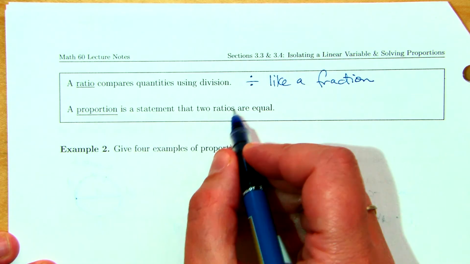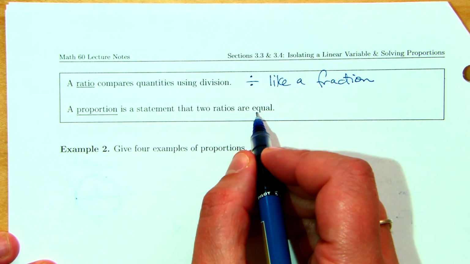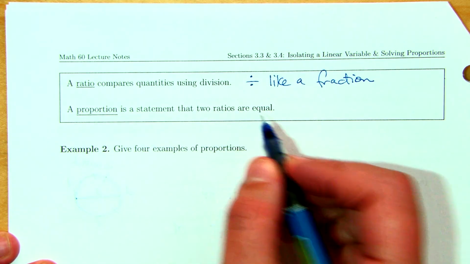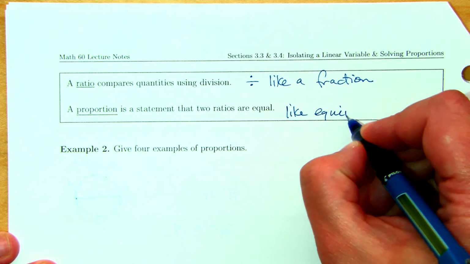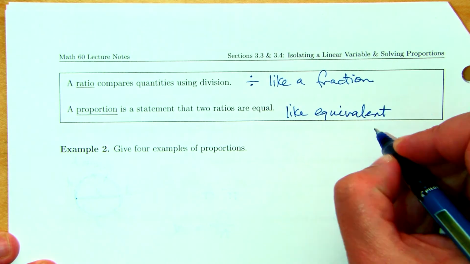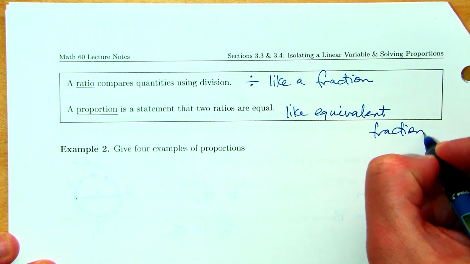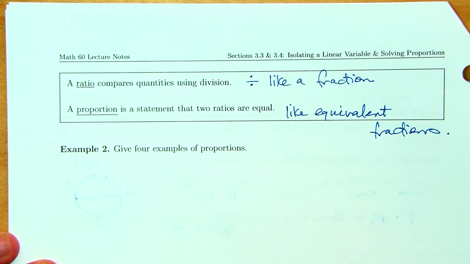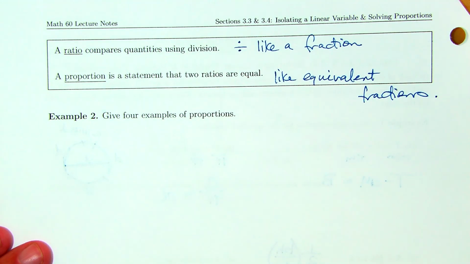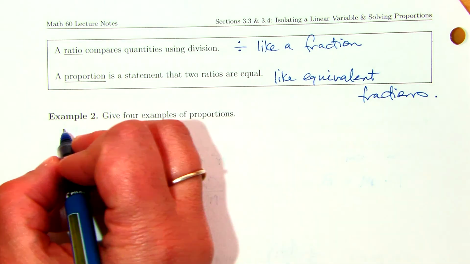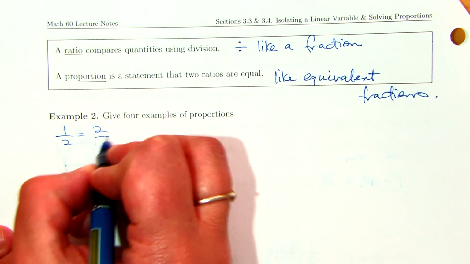A proportion says that two ratios are equal. So essentially, this is like equivalent fractions. So give me an example of some equivalent fractions that you already know about. Yeah, 1/2 is equal to 2/4.